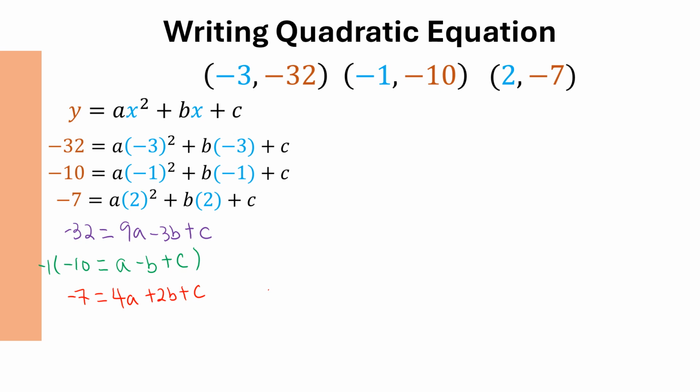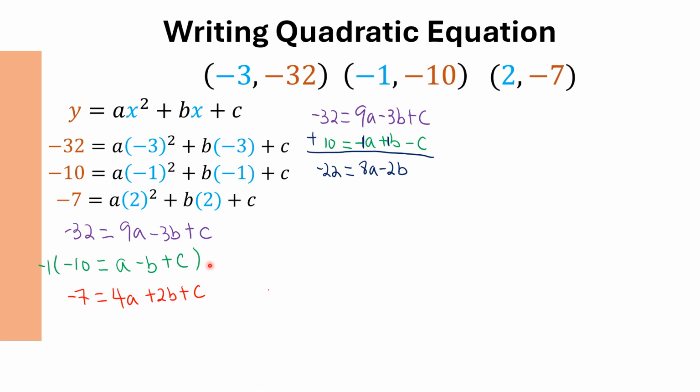So now what I have here is negative 32 equals 9a minus 3b plus c. And for my second equation, it's going to become positive 10 equals negative a plus b minus c when I distribute this negative 1. So now I can add these 2 equations together. So I have negative 32 plus 10, so that's negative 22 equals 9 minus 1, so that will be 8a, and then negative 3 plus 1, so that will be negative 2b.